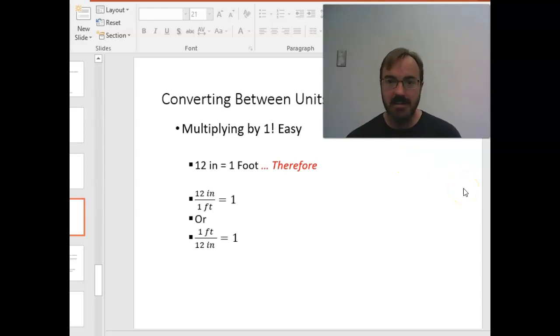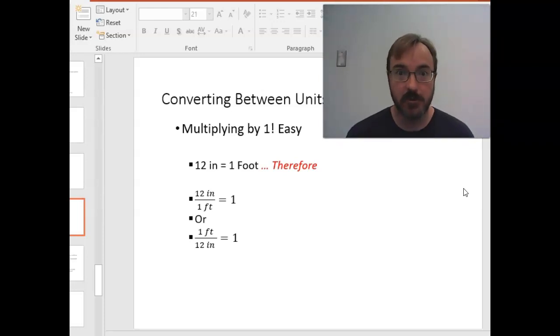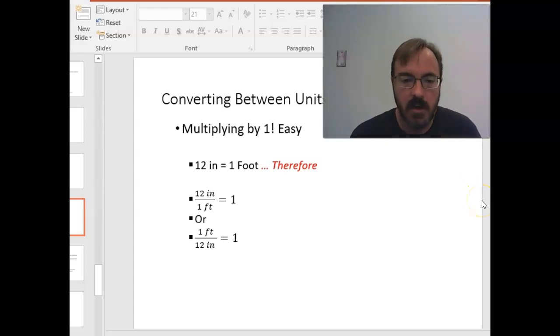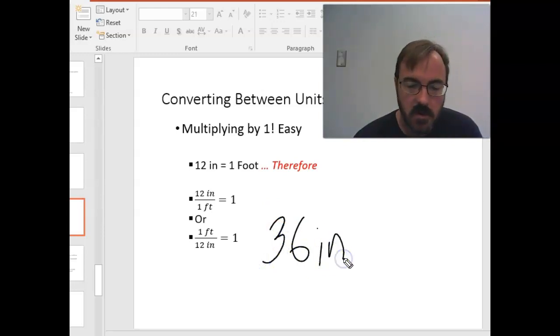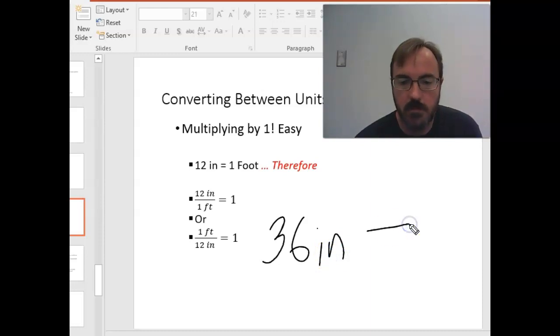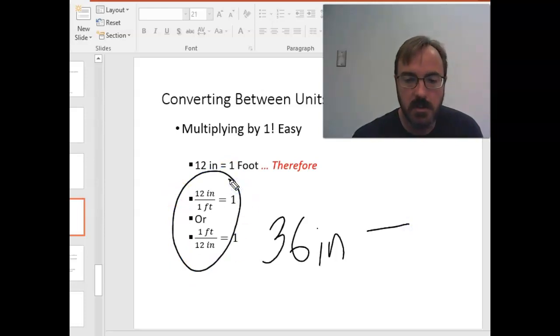This is the basic idea. I want you guys to get really used to this, because chemistry is basically just a bunch of conversion factors between different units. So for instance, if I had, say, 36 inches and I wanted to convert that to feet, then I could multiply, and this is the trick, you've got to make sure you put the inches on the proper side, right? Which of these am I actually going to use?